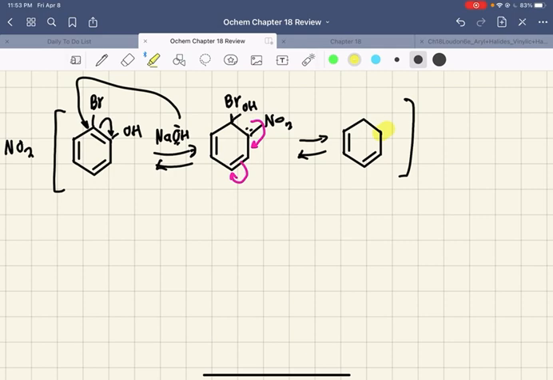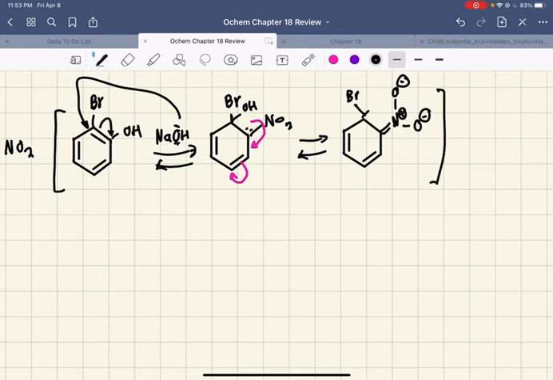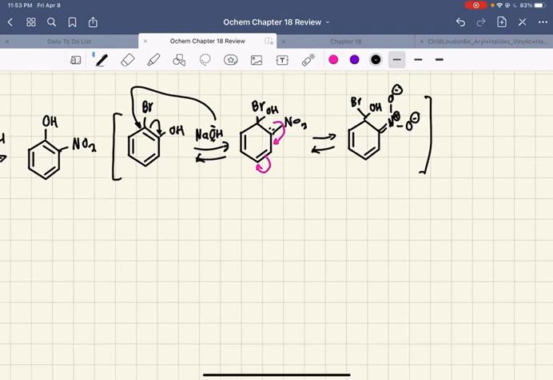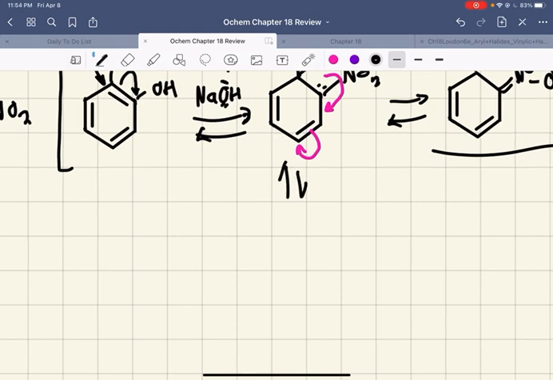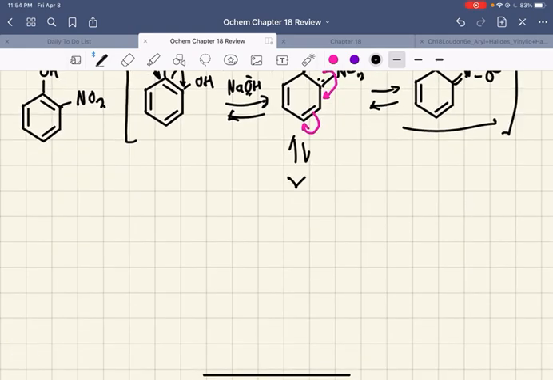We have the nitro group, double bonded, with single negatively charged oxygens. Here's the bromine, here's the OH. Okay, so this is the most stable intermediate. This is how the product is formed.